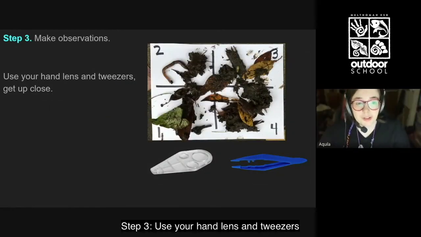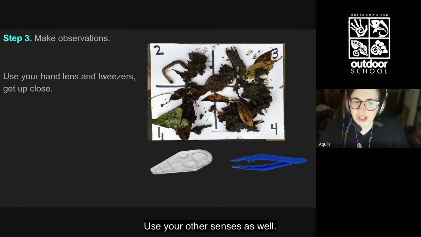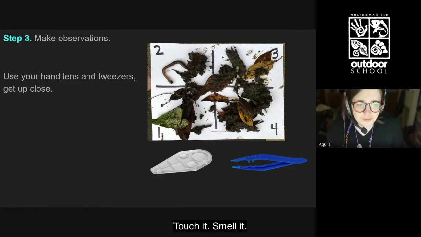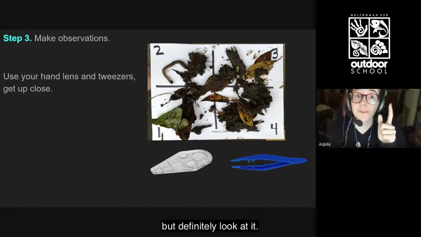Step 3. Use your hand lens and tweezers to start your dissection. Use your other senses as well. Touch it, smell it, maybe not taste it, but definitely look at it.